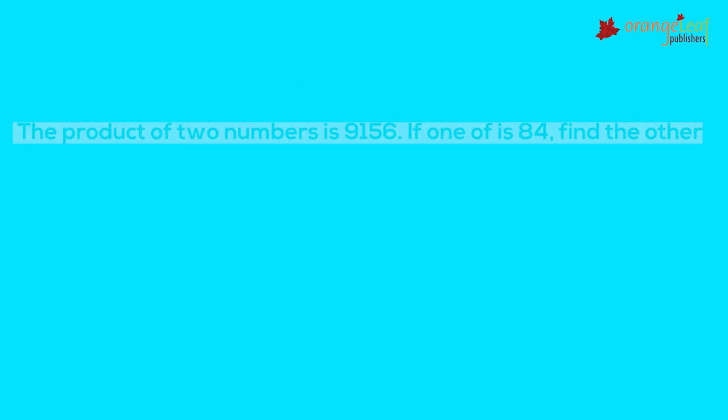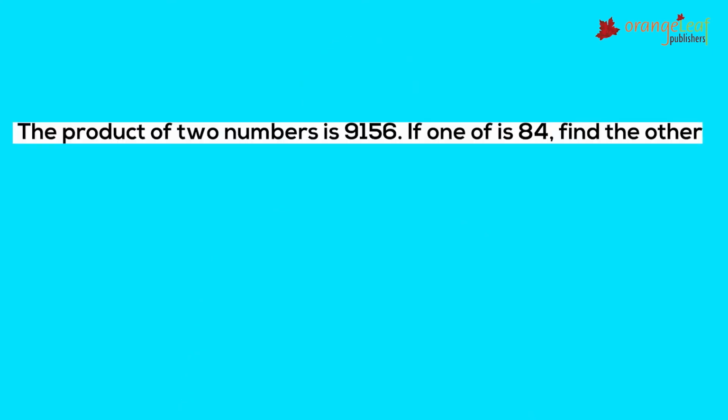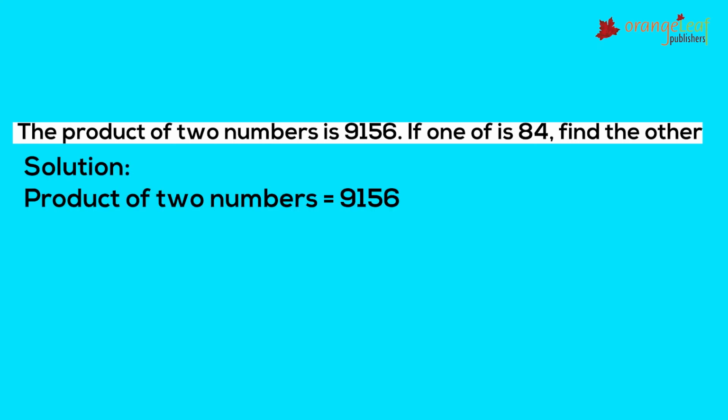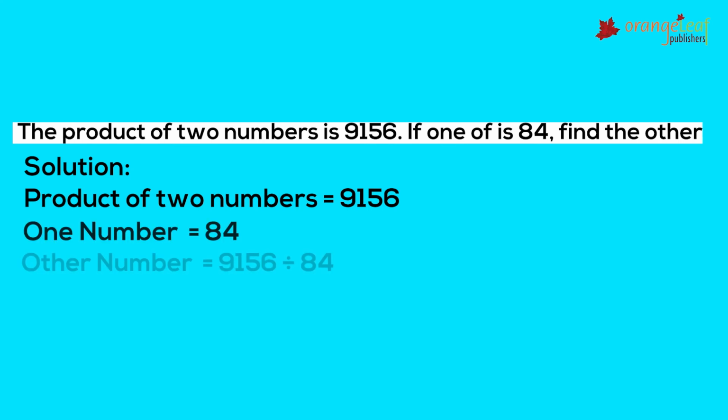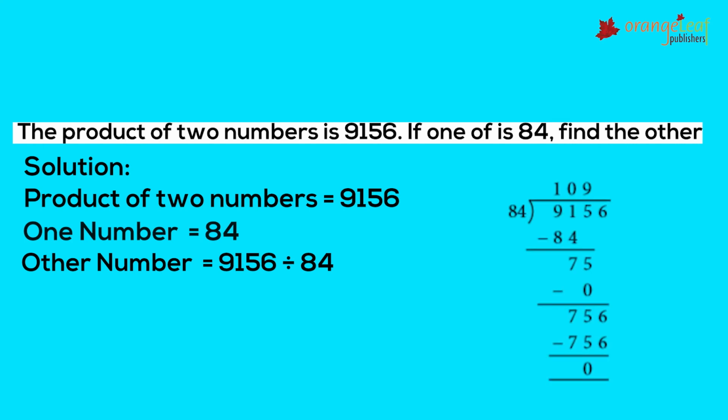Here's a word problem. The product of two numbers is equal to 9,156. If one number is equal to 84, then find the other. Here's the solution. The product of two numbers is equal to 9,156. One number is equal to 84. The other number is equal to 9,156 divided by 84, which gives us 109. We calculate this and get the answer as 109 by using the following procedure.